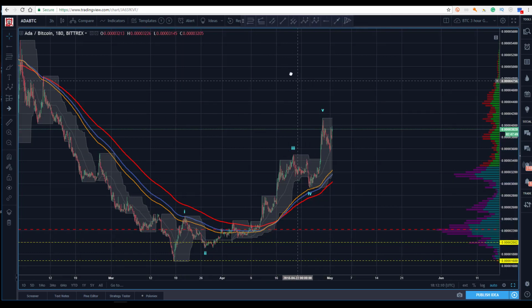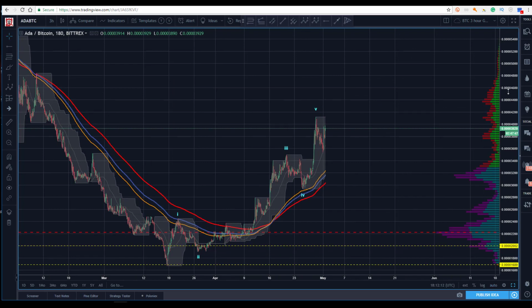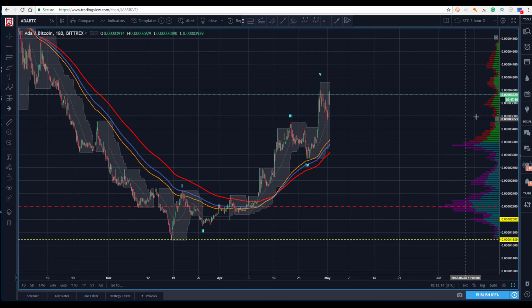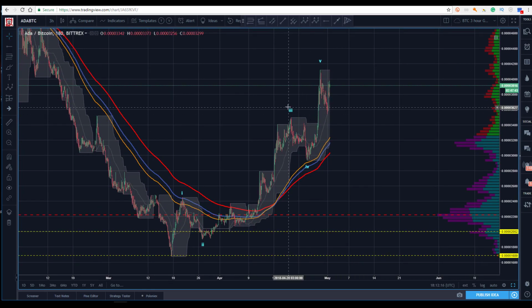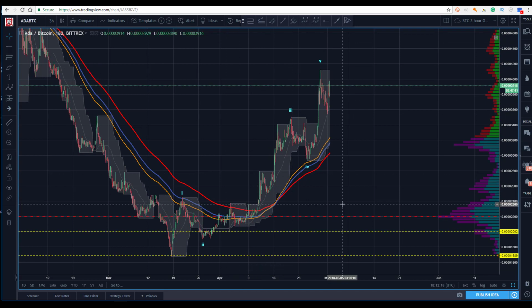Up we go for the 5. It just could not be any prettier. Technically, if you're an Elliott wave trader, that's as good as it gets. Well, we can do a couple of things. So we can try to identify whether or not that's a technical pivot.